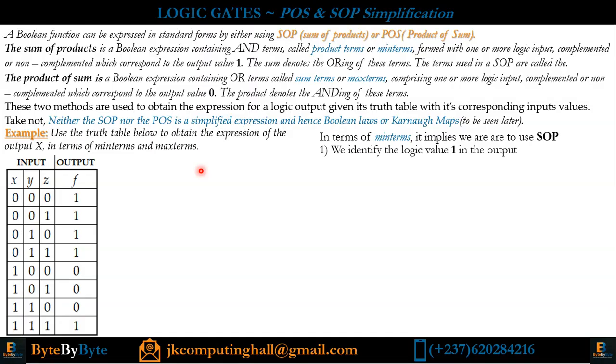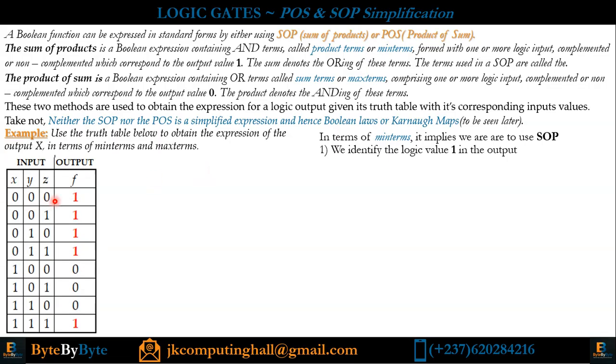1. We identify the logic value 1 in the output. As we can see, these are the values 1 we have in the output. When you are using sum of product, the first thing is to identify on the output the logic values 1. In this case, there are 3 of them. 2. We obtain the input combination for each of the 1. Like for example, at this particular value of f, x is 0, y is 0, z is 0.